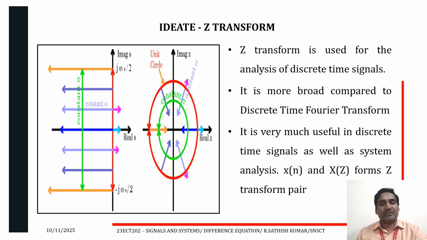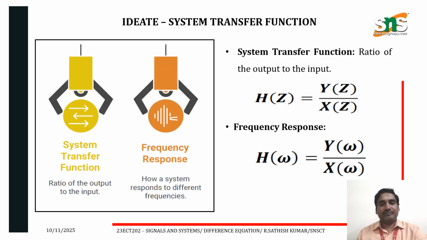x of n and X of z form the Z transform pair. This is the imaginary axis into real axis and real axis into imaginary axis. See, the imaginary of s can be represented in terms of Laplace transform, which can be converted into Z transform with the help of the unit circle.